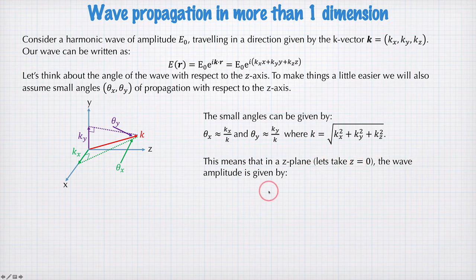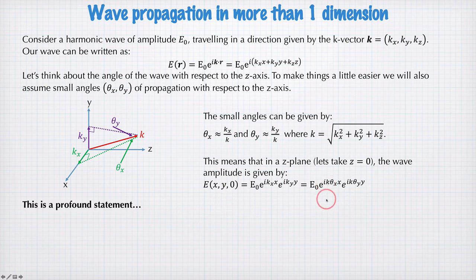The wave amplitude is given by this. We're going to set z equal to 0, and then we have the wave amplitude, if we expand here, is equal to e to the i kx times x and e to the i ky times y, or we can write this in terms of the angles. So we can replace ky by theta y times k and kx by theta x times k.